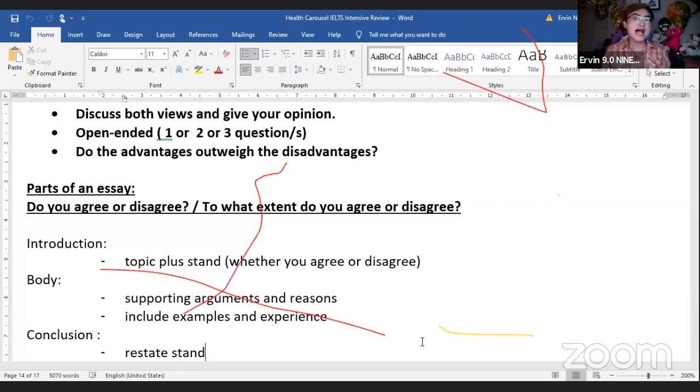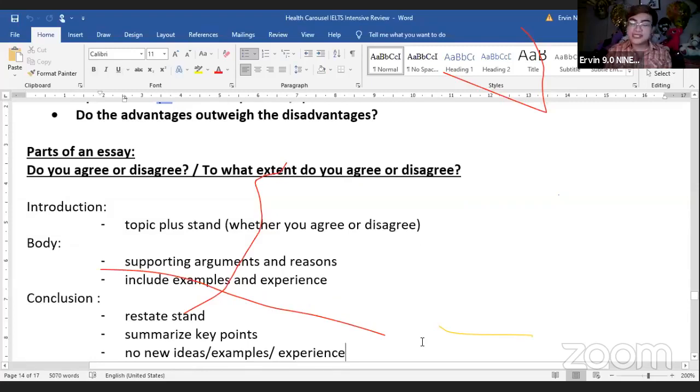Okay? Now, in the body, I suggest that you remember the acronym A-R-E. How do we spell the linking verb "are"? A-R-E, right? A stands for arguments, R for reasons, and E for examples or experience. Later, when we go to the model essay, we're going to look at how Brian wrote his arguments, his reasons, and his examples.